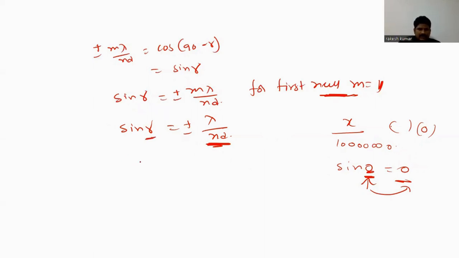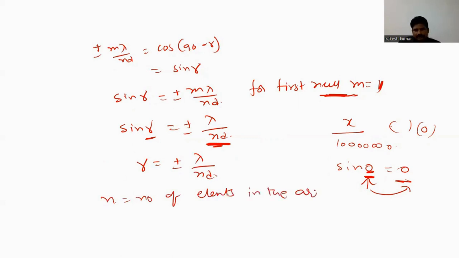So in this case, I can write gamma as plus or minus lambda by n d. What is this n? n is the number of elements in the array. And d is the separation distance. So from the expression, gamma is equal to plus or minus lambda by n d.